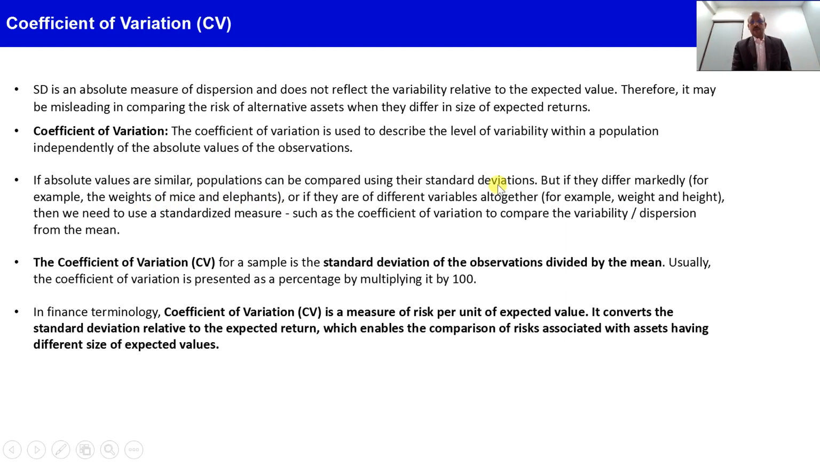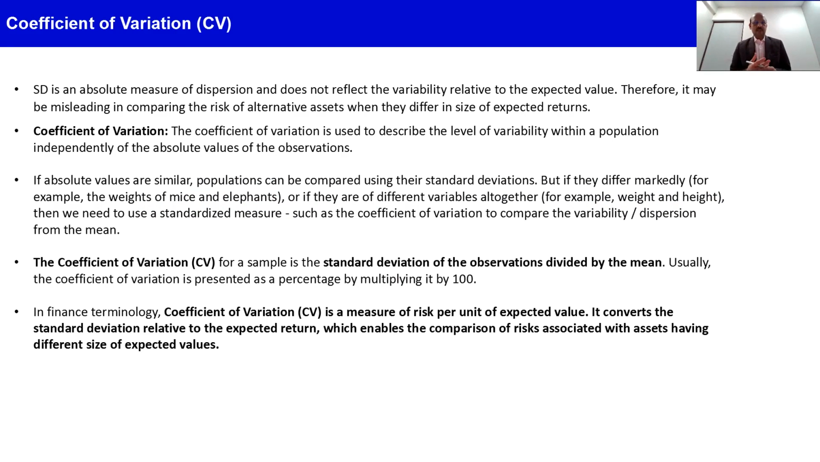Similarly, if you want to compare two data sets, one having weight and another having height, these are two different units of measurement, so it is irrelevant to compare the standard deviation of a weight data set vis-a-vis the standard deviation of a height data set. So in such a scenario, we cannot use standard deviation as a comparable measure of risk between two data sets.